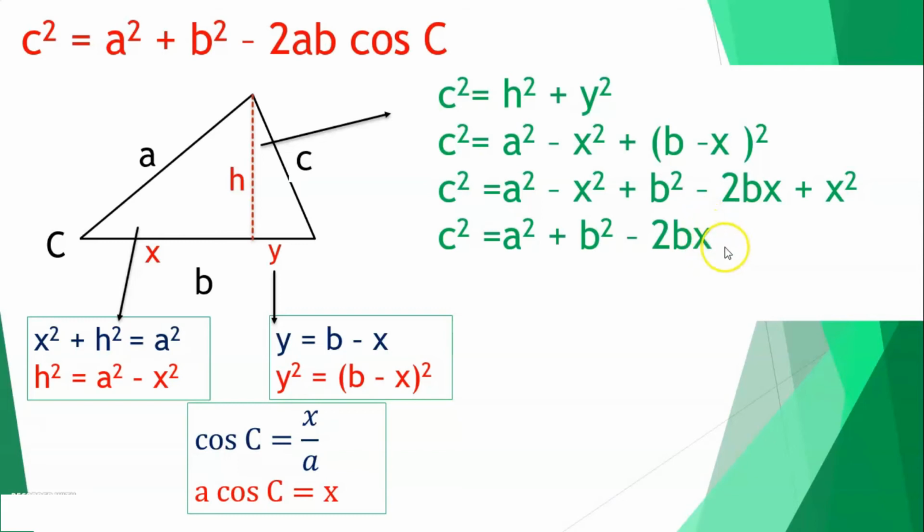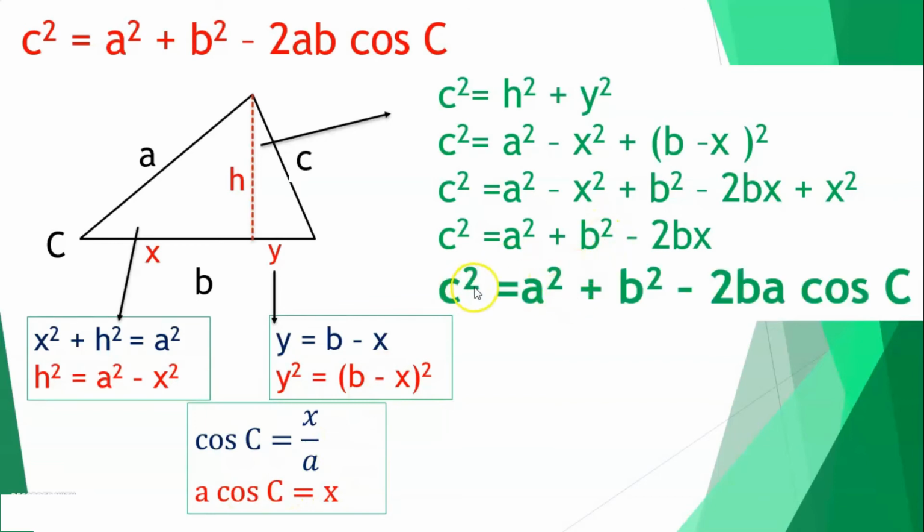Now this x, we can replace as a cosine c. So with that, we have this formula: c squared is equal to a squared plus b squared minus 2ab cosine c. So that's how the formula for the law of cosines is derived.